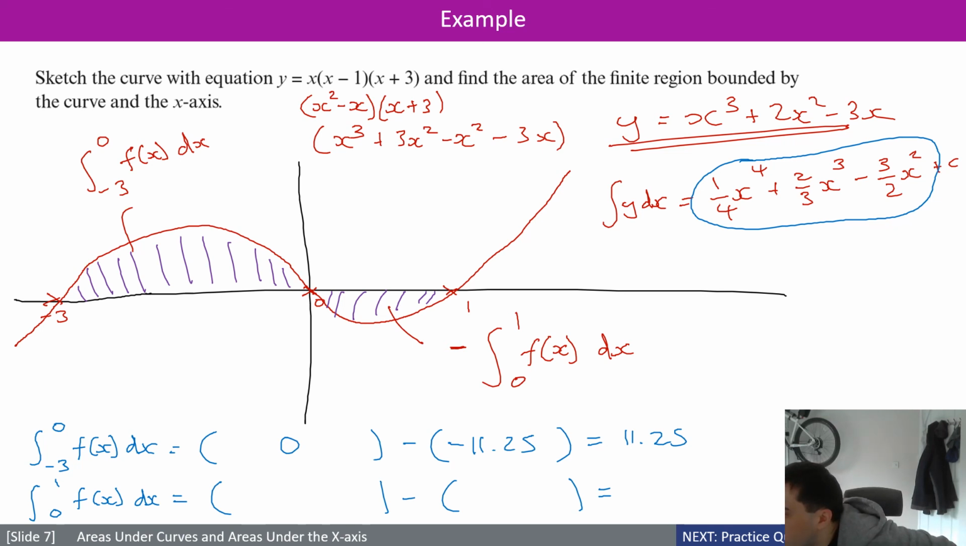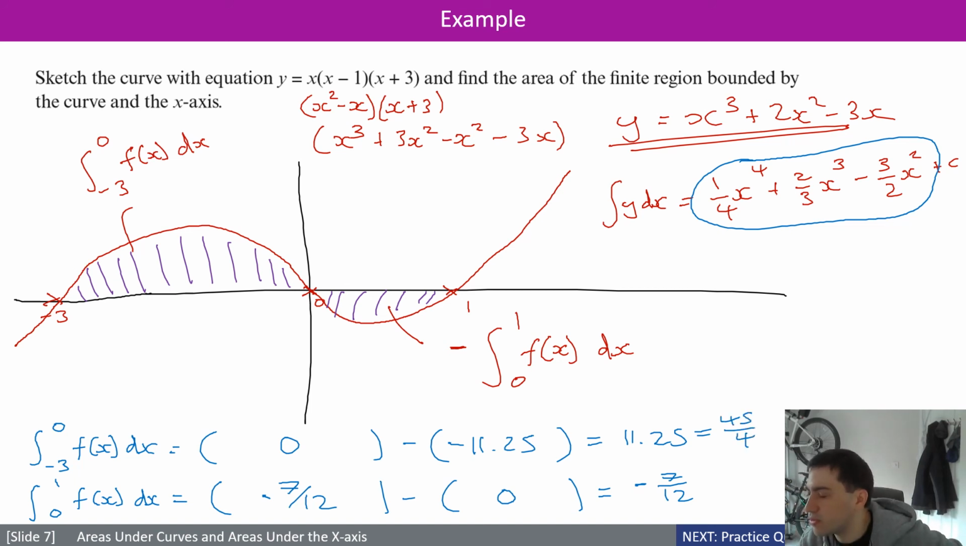In this case, the 1, well, that's just going to be a quarter plus 2/3 minus 3/2. So that turns out to be minus 7/12. And you put in the 0, we have 0 here again. So we have here minus 7/12. And in fact, let's change this one to minus 45/4. Not minus, sorry, plus 45/4.